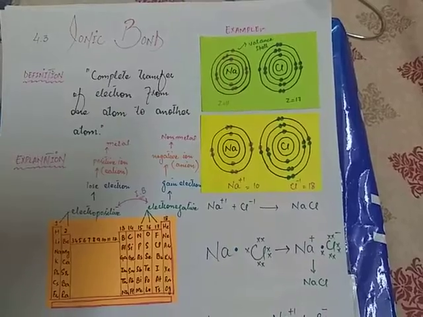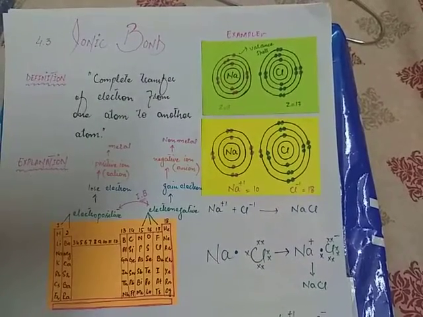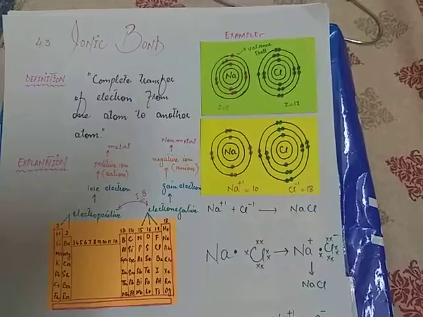So we can define the ionic bond like that: complete transferring of electron from one atom to another atom.